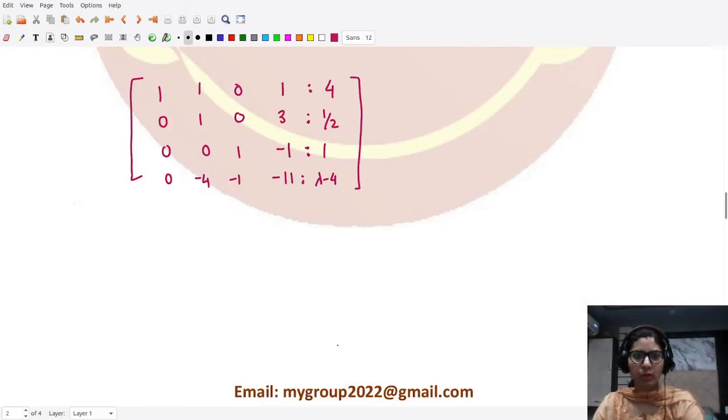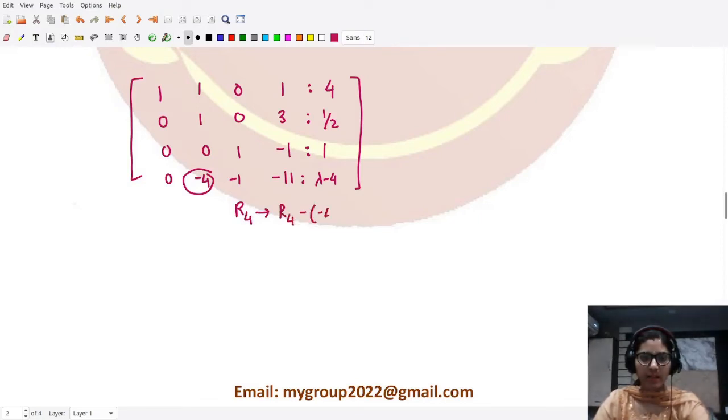Now next, what do we want to do? This element is already 0, so no need to perform anything. We want to make this element 0. So on R4 we'll apply the operation R4 minus 4 times R2. So basically we'll multiply this by -4 and then subtract both of them in order to make this 0.